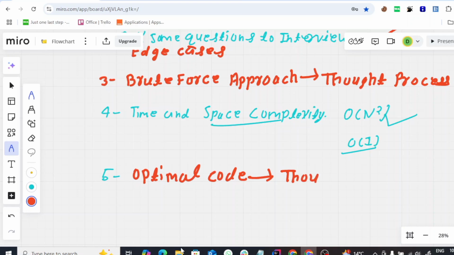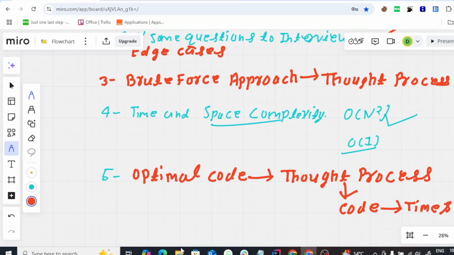You have to explain the thought process: how you are thinking, and why you are using whatever data structure you are using. After the thought process, then you need to code, and after the code you have to tell the time and space complexity.